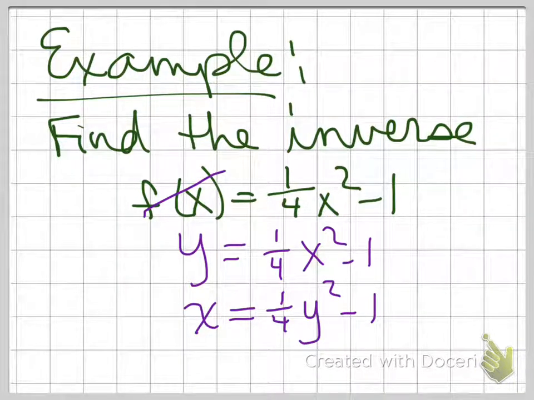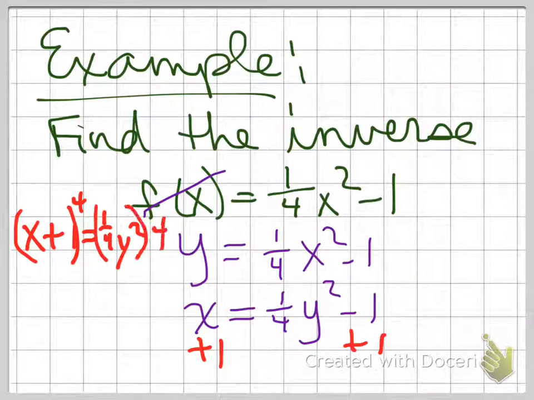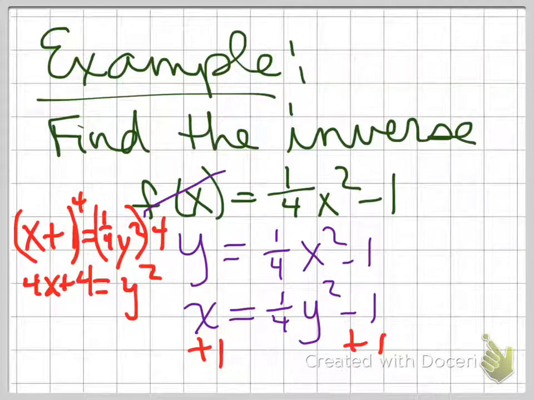Now we're going to try to get y back by itself. So the first thing I'm going to do is add 1 to both sides. So this is going to give me x plus 1 equals 1/4 y squared. And then to get rid of the 1/4, I'm going to multiply both sides by 4. Multiply both sides by 4. So that's going to give me y squared equals 4x plus 4. And then one more step to get y squared by itself, I have to square root both sides.